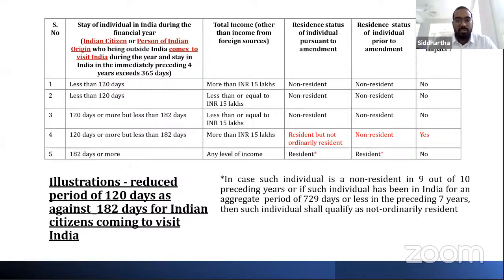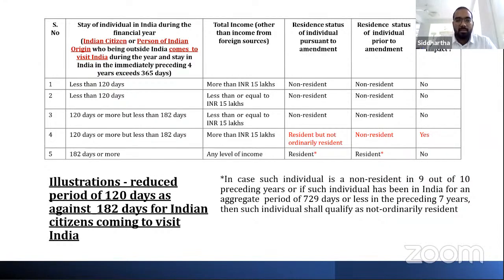Sure, Sridhar. So this table will give you a broad outline of the change that has been brought in the law. If you are an Indian citizen or person of Indian origin who, being outside, visits India during the financial year, and your stay in the immediately preceding 4 years is more than 365 days. In the first case, if your stay during that particular financial year is less than 120 days, no need to worry. You become a non-resident even if you have income of more than 15 lakh or less than 15 lakh. That doesn't matter. So until and unless your stay in India is less than 120 days, there is no change in the law for those cases.